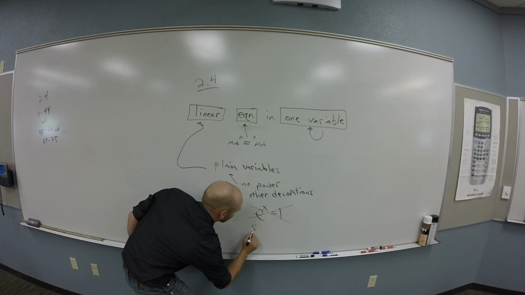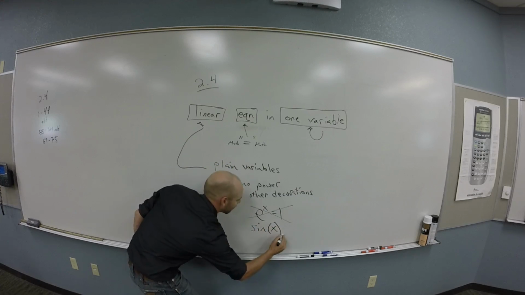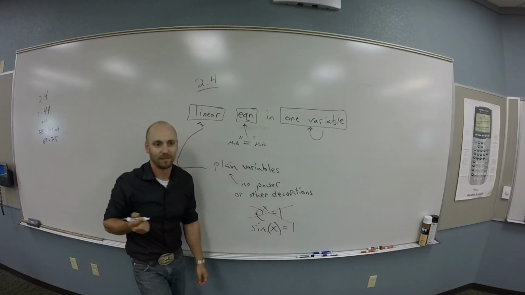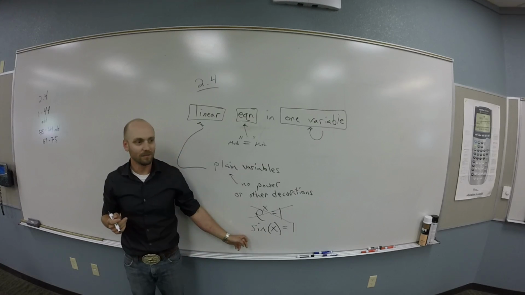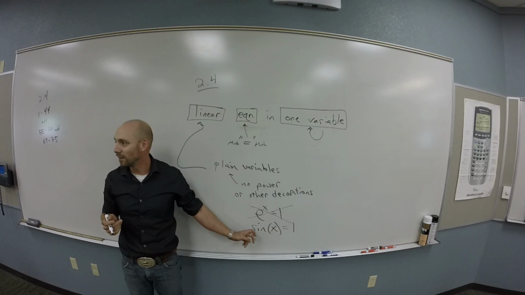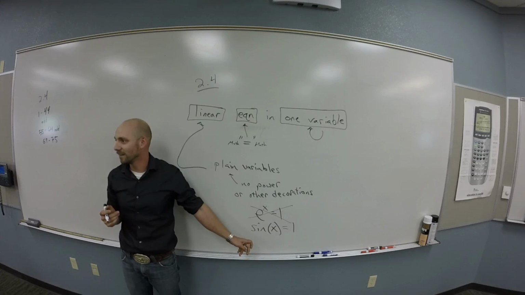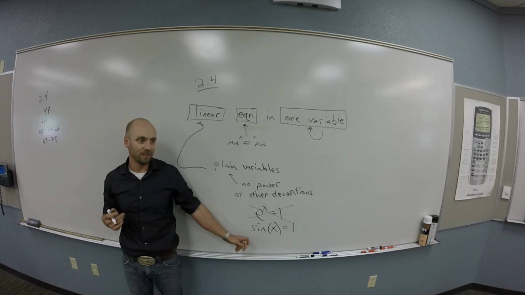Another kind of non-example, right? So that's not linear. Another thing like this would be sine of x is 1. You guys probably have no idea what this garbage is, right? Totally fine, but it's a decoration on the x, right? So whatever it's doing, it's not linear.